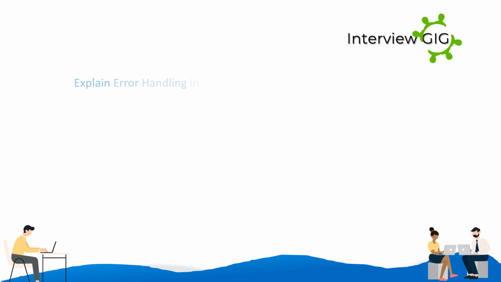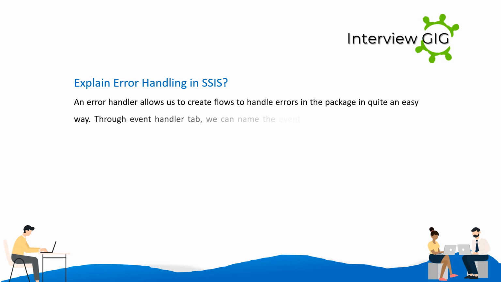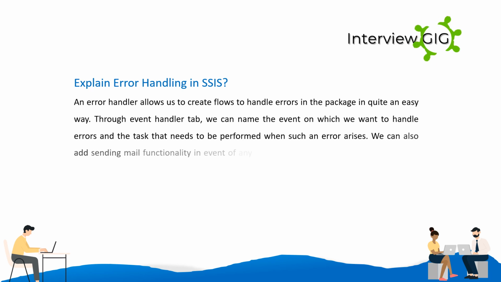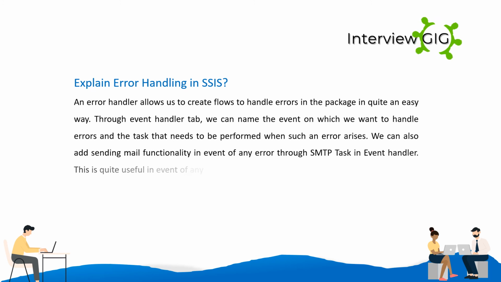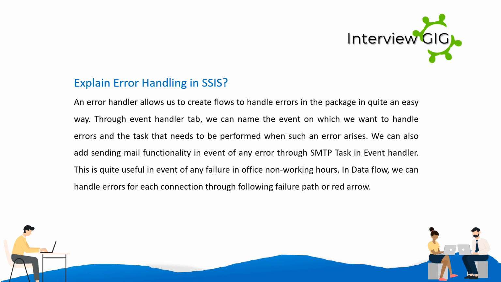Error handling in SSIS. An error handler allows us to create flows to handle errors in the package in quite an easy way. Through the Event Handler tab, we can name the event on which we want to handle errors and the task that needs to be performed when such an error arises. We can also add sending mail functionality in the event of any error through the SMTP task in Event Handler. This is quite useful in the event of any failure in office non-working hours. In data flow, we can handle errors for each connection through the failure path or red arrow.